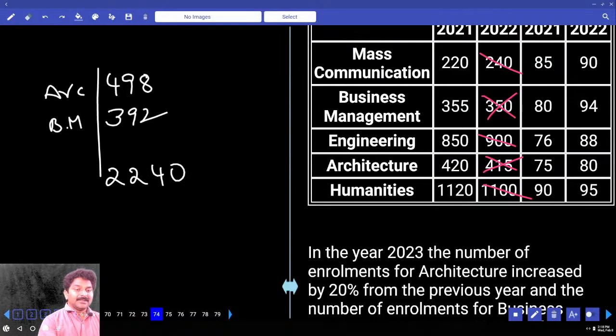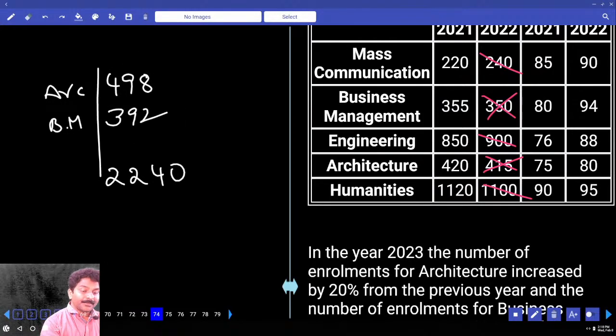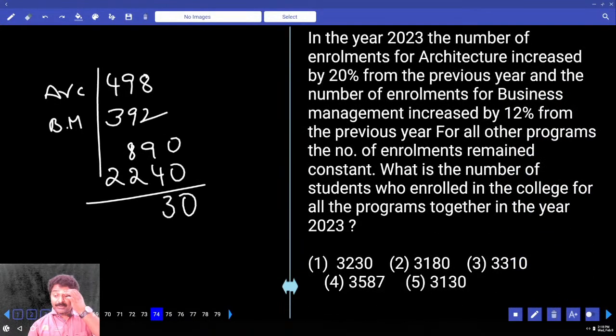2240. Yes. To make this round figure, how much is required? 2 is required. Take 2 from the other number. In the other number, how much is left? 390. First number becomes 500. Second, 390. Both together, 890. Answer ends with 30. How many options are there? 2 options are there. Right. 3130.